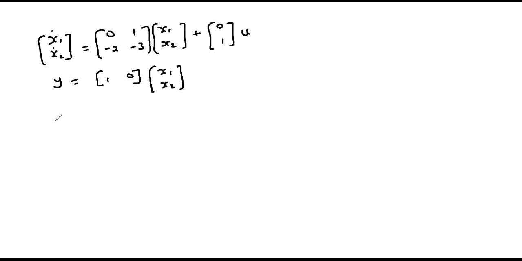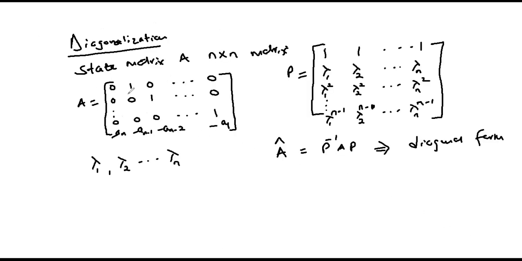From this, we notice that our matrix A is 0, 1, minus 2, minus 3, which is written in the format of the controllable canonical form: 0, 1, and then the last row is a row of the coefficients of the characteristic equation.